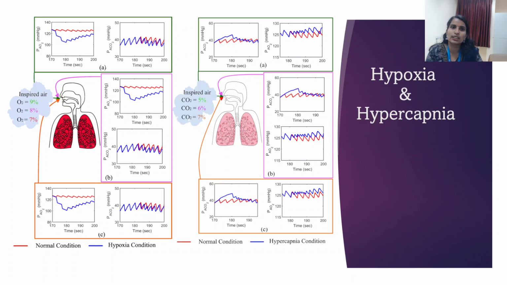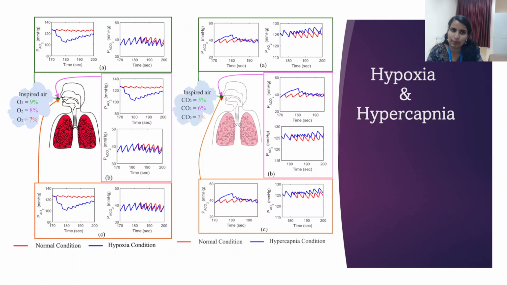Then the pathological condition analysis. We have mainly focused on two pathological conditions: hypoxia and hypercapnia. As we discussed earlier, in the case of hypoxia, the oxygen level was reduced to 9% in the first case instead of 21%, and later subsequently reduced to 8 and 7%, and we observed the oxygen pressure variations accordingly.